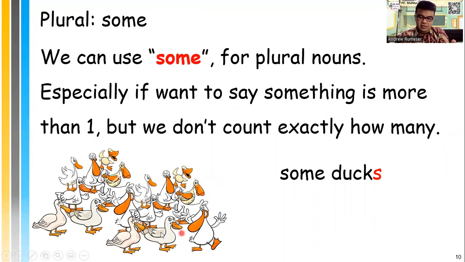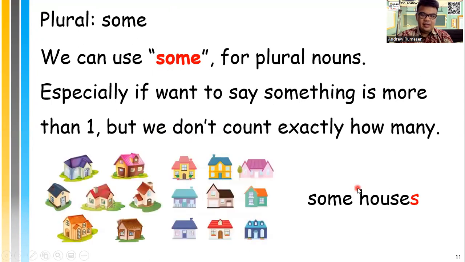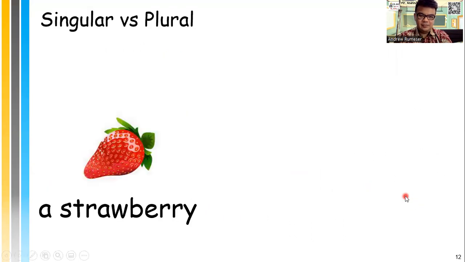Oh, like there's so many ducks here, right? So we don't want to count. So how do we say this? We say some ducks, right? Very good. And then houses, there are so many here when we don't want to count. So what do we say? Some houses, right? Okay, very good.